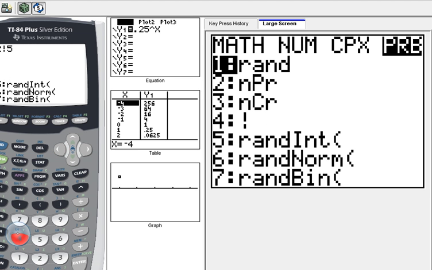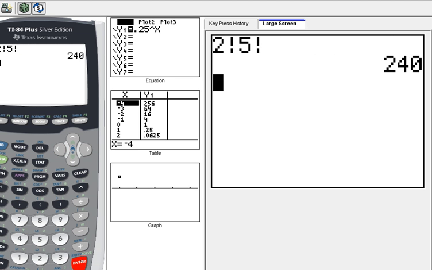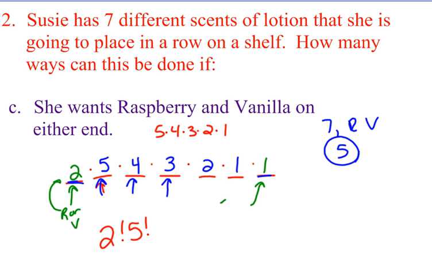I meant to pick 4, not 5. There we go. And when I hit enter, I get 240. And you would have gotten the same answer had you just multiplied all these numbers out. So there are 240 ways she could place those lotions, assuming she wanted a raspberry and vanilla on either end.